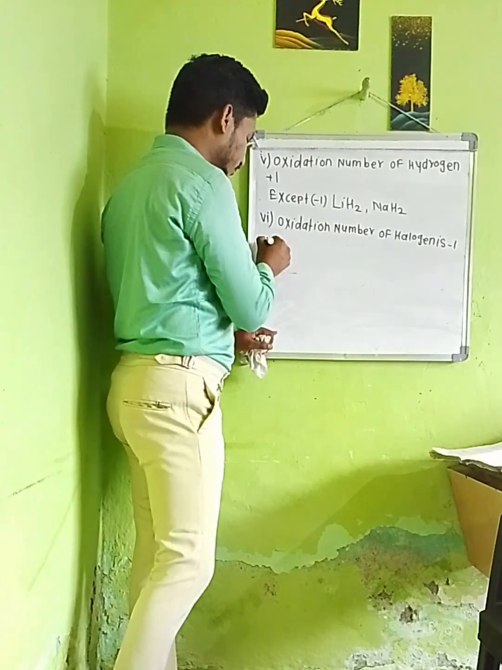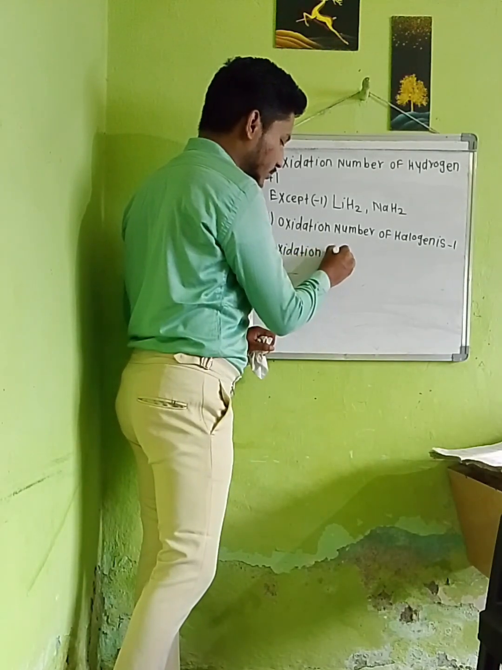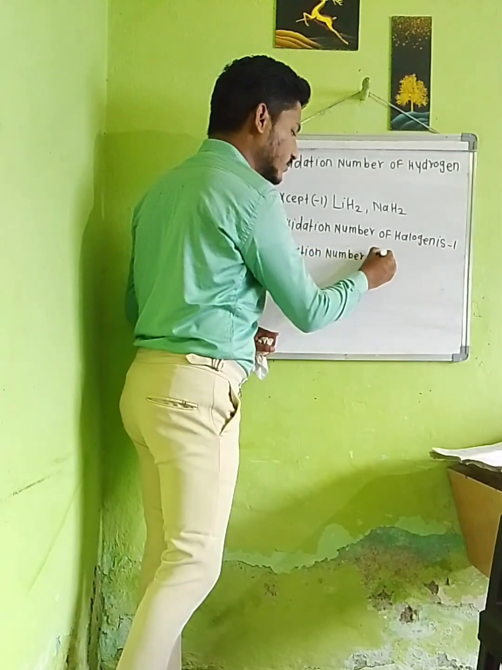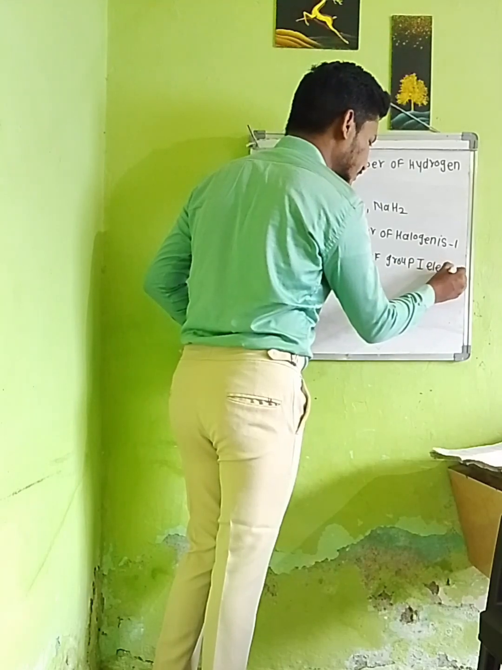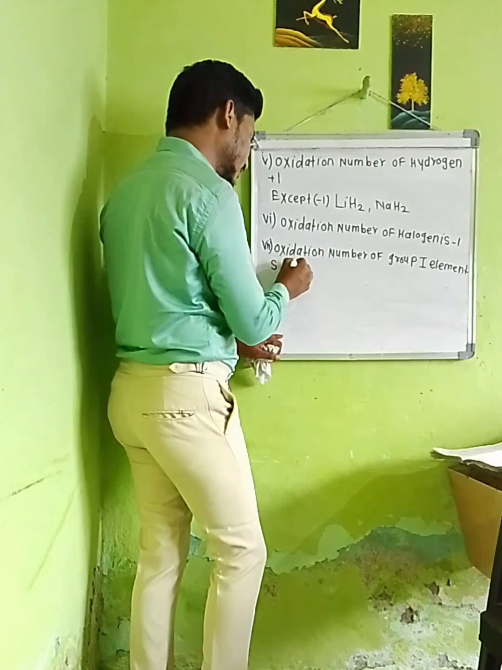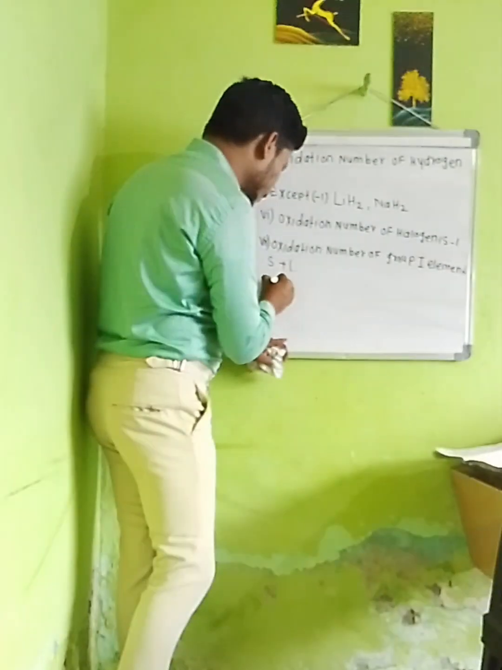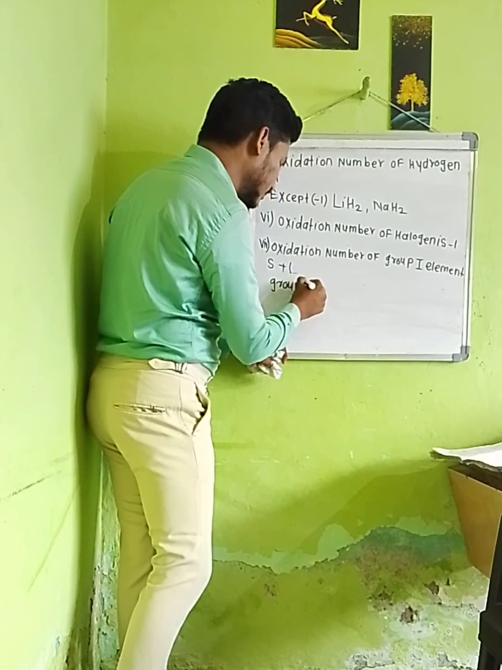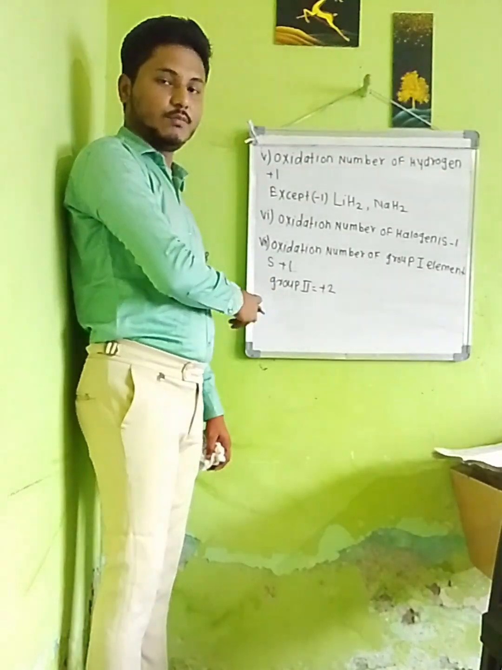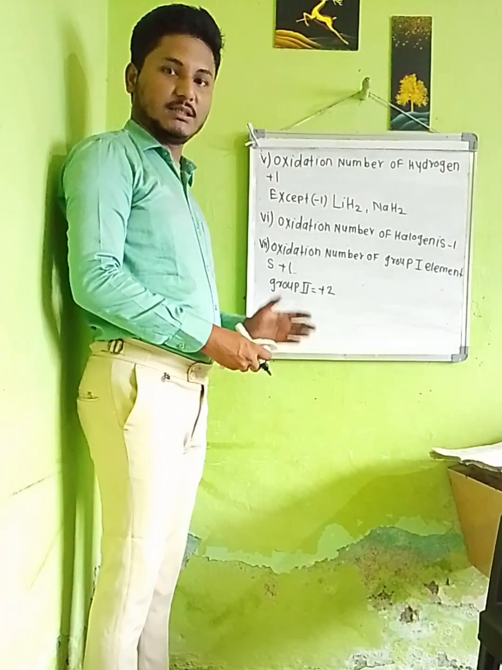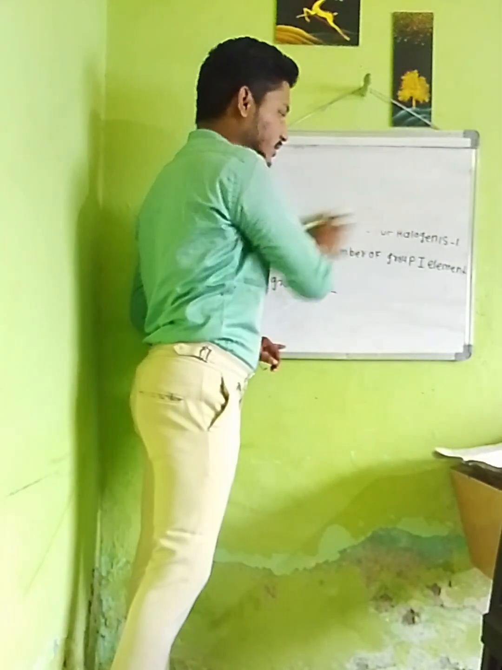Next, rule 7: the oxidation number of a group 1 element is +1, and a group 2 element is +2. These are some basic rules to determine the oxidation number. Now we will solve some questions to understand this concept.